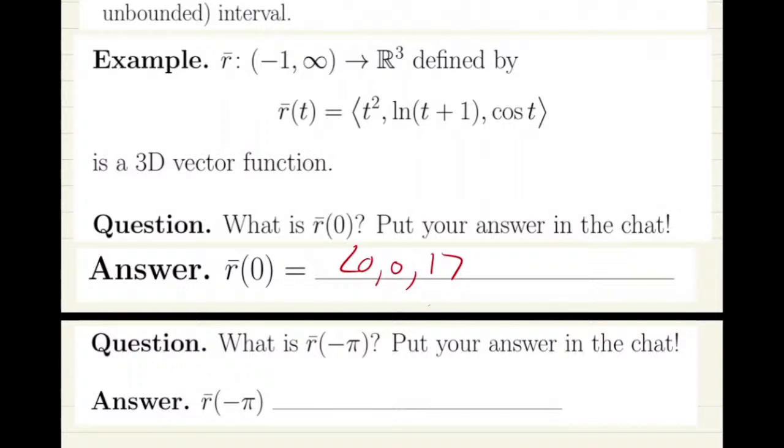Have I stumped you? What is R of negative pi? Oh, undefined, as it's outside the function's bounds. Yeah, Philip, I know what you mean. You're basically saying that negative pi is not in the domain of the function. Chris, undefined. Yeah, there's a problem with the ln. Yes, all of you are correct. It's undefined.